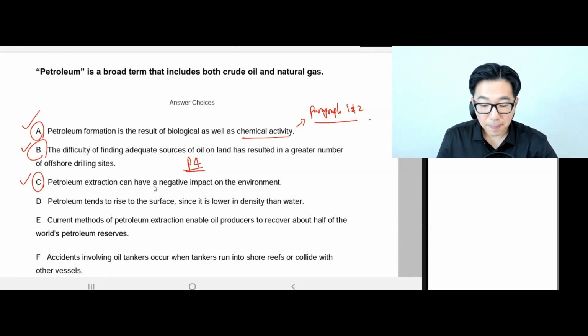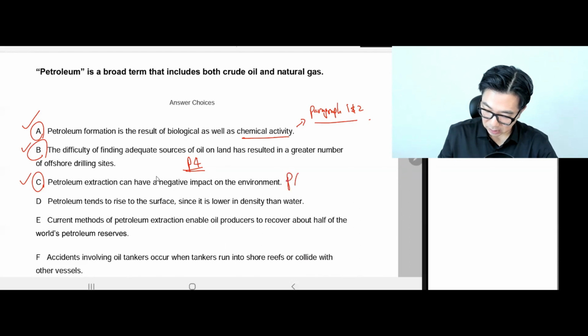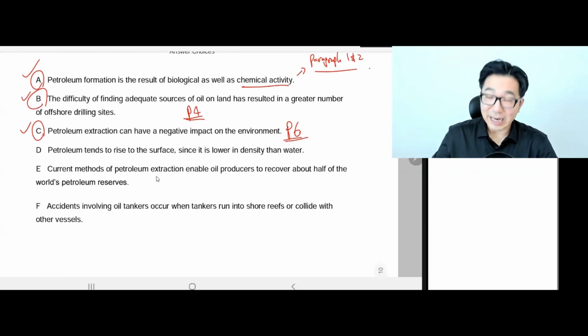Yeah. Okay. Let me read out the first sentence of paragraph 6 to help you confirm. Moreover, getting petroleum out of the ground and from under the sea and to the consumer can create environmental problems anywhere along the line, right? So that's paragraph 6. Has to be the answer. Okay? All right. Let's be careful, yeah? Let's bring it home.